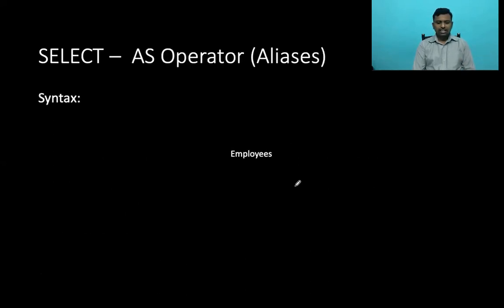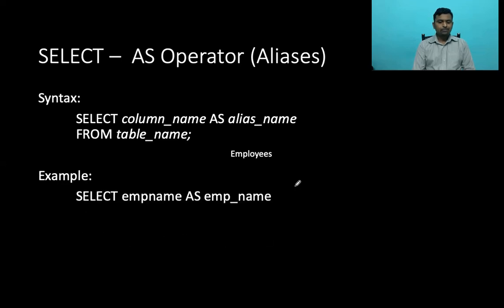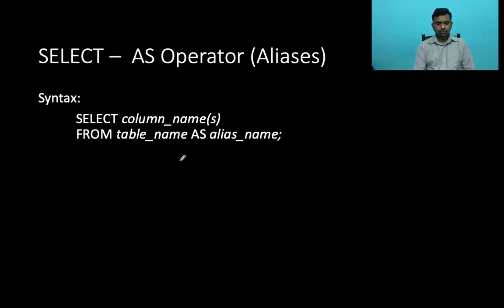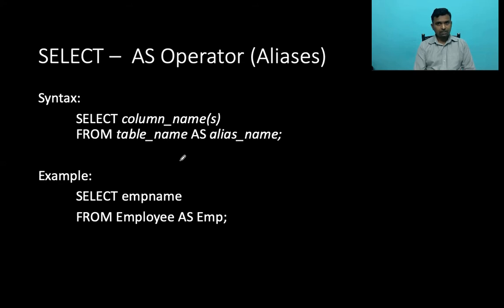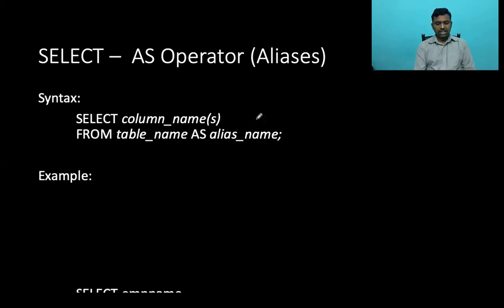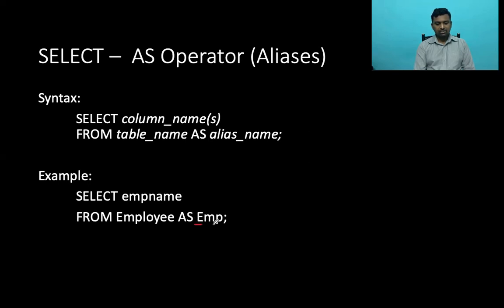Now I can give an alias name for a column, right? As we've seen already, with the help of the AS operator, we can give an alias name for a column. I'll say column name AS the alias name of the column. And if I want to give an alias name for a table, I'll give the alias name after the table name. And this is GROUP BY, right?